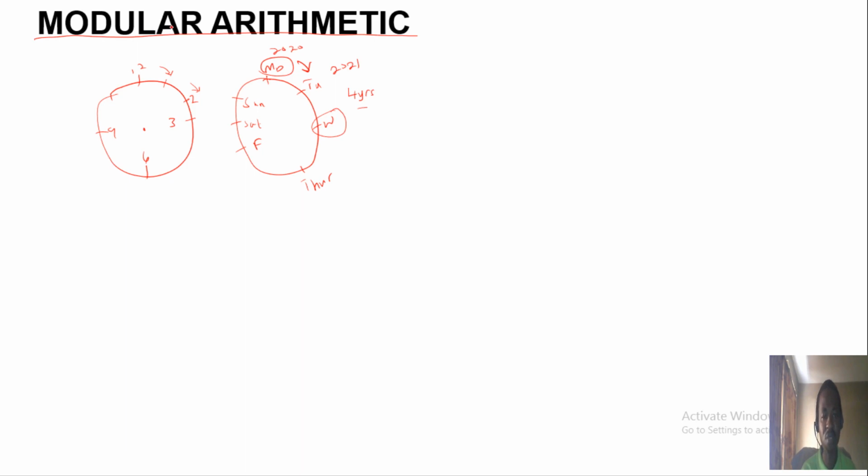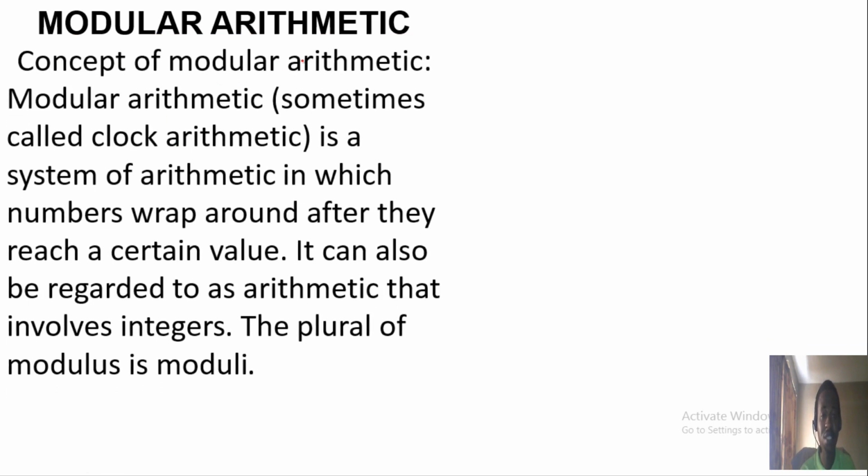It happens in days, it happens in years. Therefore, you can have it in form of integers, and for the integers, you can have a positive number, a negative number, negative integer, positive integer. And in this case, you have to know that 0 is included in those integer numbers. Therefore, the concept of modular arithmetic, as I've said, is sometimes called clock arithmetic. It's a system of arithmetic in which numbers wrap around after they have reached a certain value, which I've discussed before. It involves integers, and what you need to know here is that the plural of modulus is moduli. When we talk about moduli, we're talking about 2 or 3 modulus.